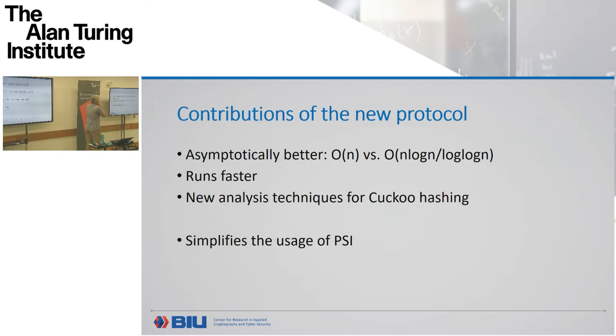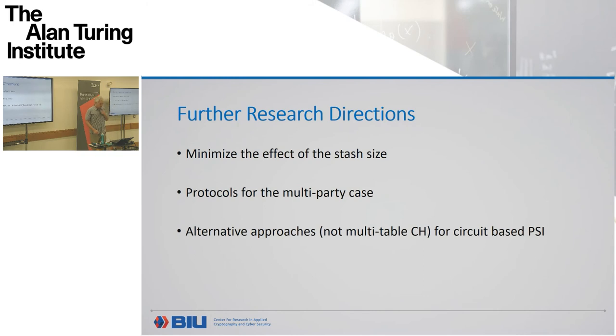Okay. So the contribution of the new protocol is it's asymptotically better. We can do a circuit with only a linear size and linear overhead compared to n log n over log log n before. It runs faster, and we have new analysis techniques for Cuckoo hashing that might be used elsewhere, and it simplifies the use of PSI. And I'll conclude with further research directions.